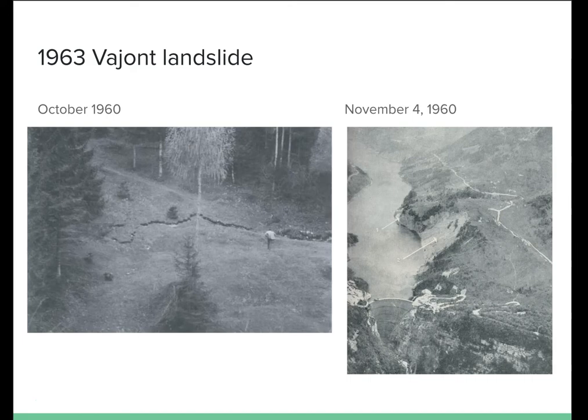So these are some shots from 1960. In October, they started recognizing that there are some pretty nasty little cracks happening at the top of the slope. And on November 4th, that catastrophically failed. But the good news is it was fairly small, but it did fill in part of the reservoir, and they got a little worried. That's when they started doing a lot of big changes.